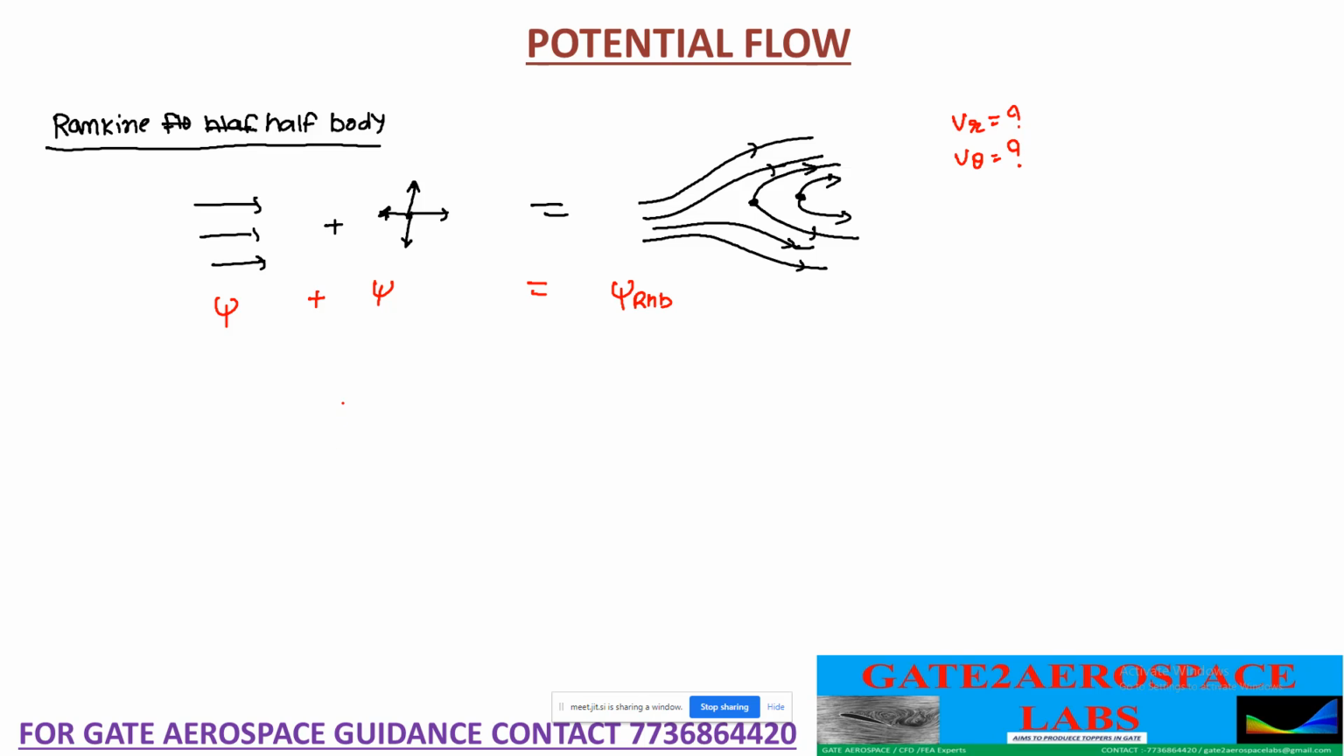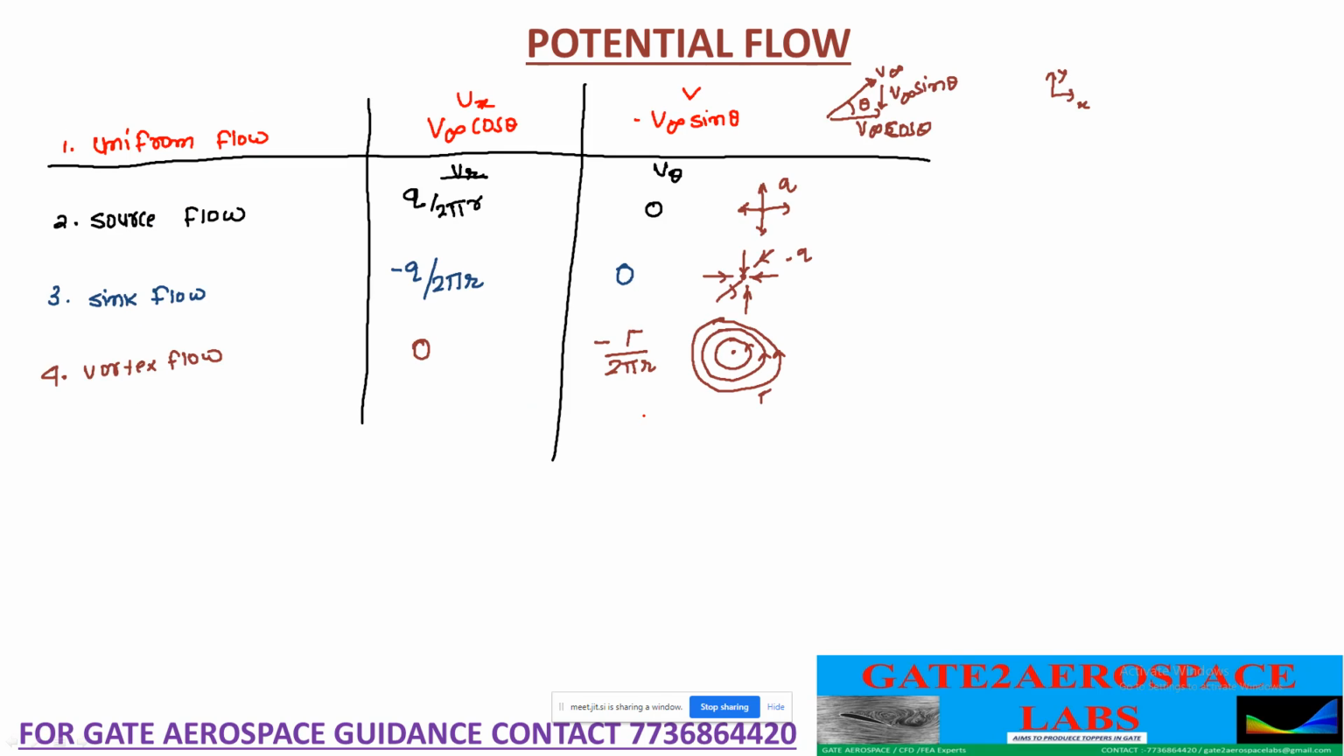So what I will do, I will write Vr is equal to the radial velocity by this flow. For the uniform flow it is V infinity cos theta, plus the radial component of velocity induced by this type of flow, which is Q by 2 pi r. Right? We have just seen. Just refer to this table that I have given. Uniform velocity radial component will be V infinity cos theta, and the source flow radial component is Q by 2 pi r.